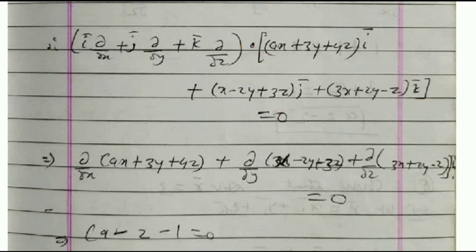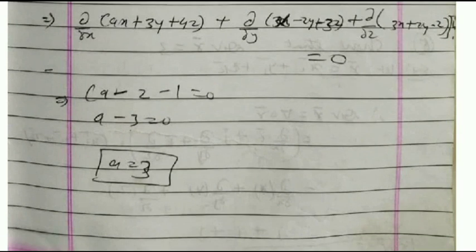So differentiate this term partially with respect to x, y, z. The partial differentiation of this term with respect to x is a, the other term is 0.